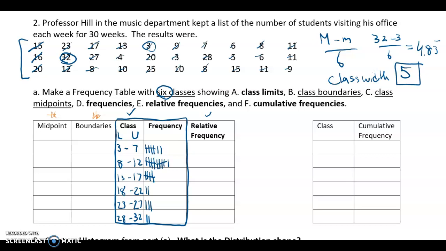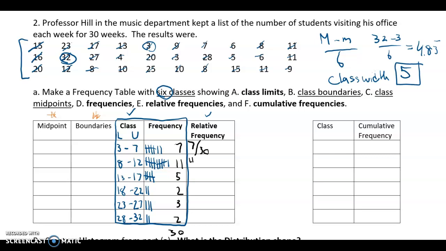Let's check in. You should have gotten the first class has 7, the second class has 11, third has 5, then we have 2, 3, and 2. When you add all these numbers up, you should get 30 because there were 30 data items. That's our frequency distribution. To get the relative frequencies, we're going to take each number that we got for frequency and divide it by our total of 30.